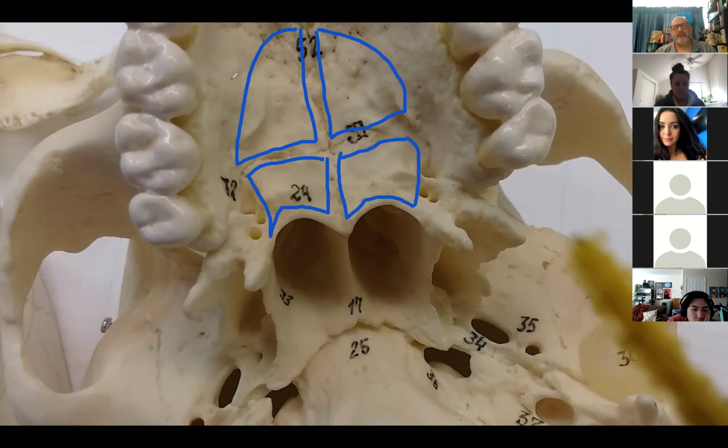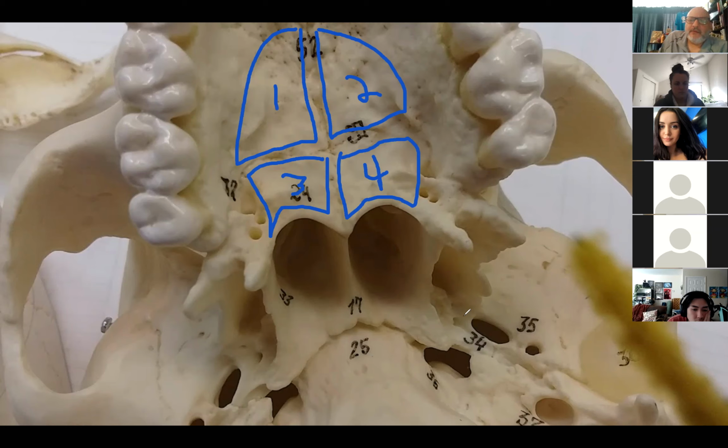Right? This is the palatine process of the right maxilla. This is the palatine process of the left maxilla. This is the horizontal process of the right palatine bone, and this is the horizontal process of the left palatine bone. So on the exam, if I pointed at any one of those 4 things, that is how you would identify them.